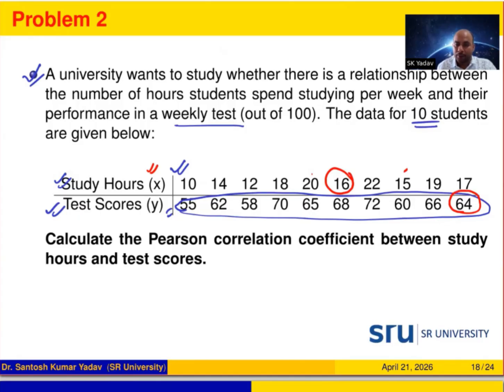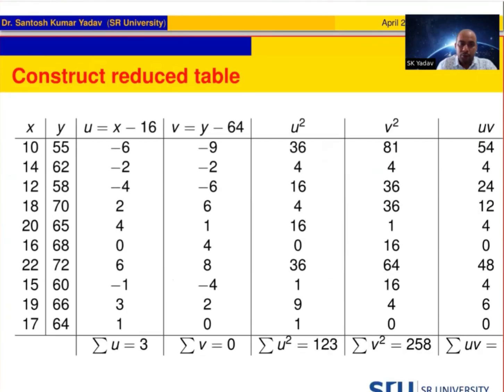So next I will compute U and V, by subtracting 16 from all X numbers and by subtracting 64 from the Y numbers. So these are my new numbers on which I need to compute the correlation. Now U square, V square and UV, and then the summation of all these columns.